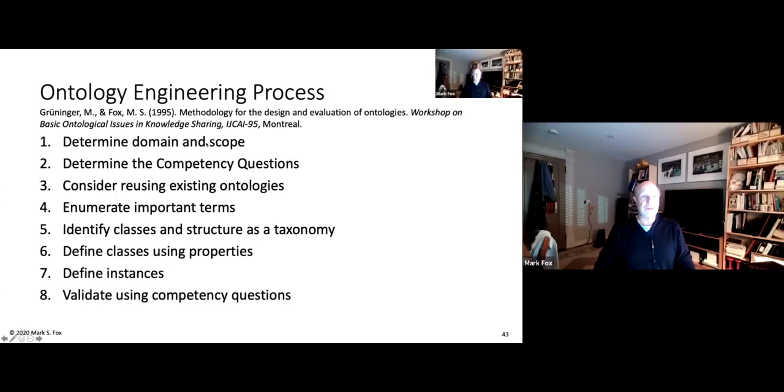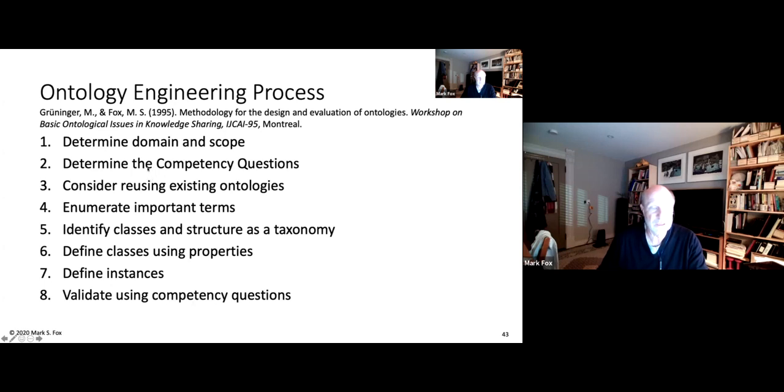The ontology engineering process, this goes back to work that we did already 25 years ago, begins with determining the domain and scope, and then determining what the competency questions are. And this is really key, and I'm going to go into that a little bit before I end. We determine what the questions are that determine the competency of the ontology. We then consider reusing existing ontologies, so reuse is really important. We then enumerate important terms, identify classes and structure as a taxonomy, define classes using properties, define instances, and validate our ontology using competency questions.